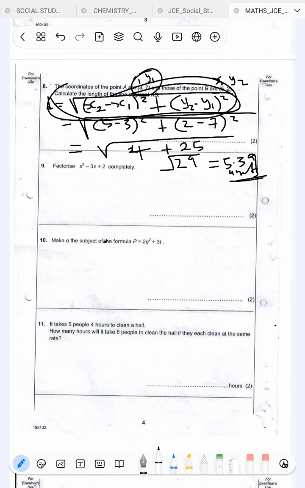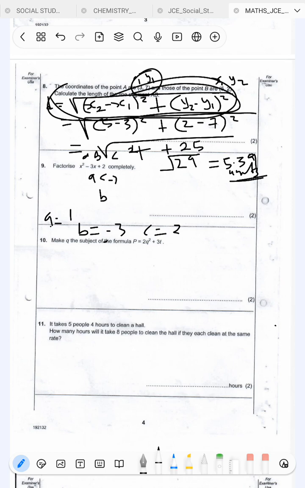Factorize x squared minus 3x plus 2. How do we do that? Remember, we say AC and then B here. In a quadratic expression, this is an expression, not a formula, because we don't have the equal sign. It is not equated to anything. So this is A, this is B, this is C. Our A is equal to 1, the coefficient there, then B is equal to -3, C is equal to 2.